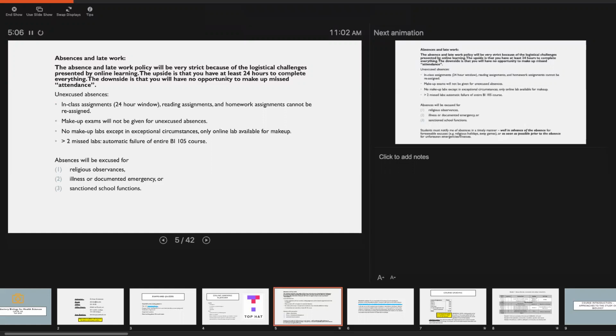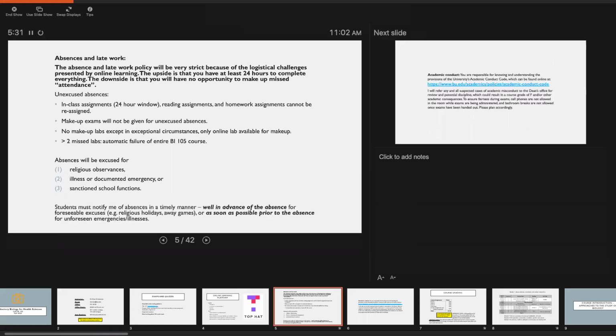Note that there are certain ways that you can have excused absences. The first is a religious observance. The second would be an illness or documented emergency, something that you can provide documentation for. And then the third would be sanctioned school functions like sports or potentially interviews. Please contact us if you have an excused absence. Note that excused absences should be arranged well in advance unless they are an emergency, in which case you should be able to provide documentation. So just let us know, for example, if you have a religious holiday that comes up at some point during the class, just let me know in advance so that I can accommodate you.